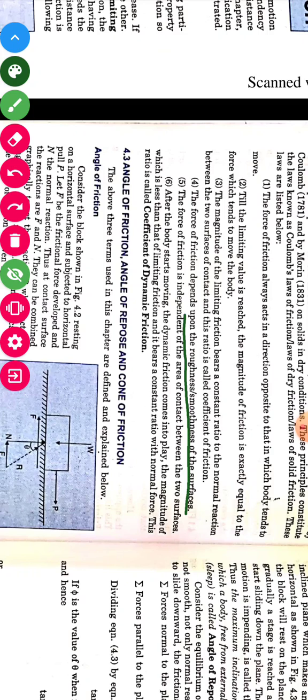And after that we have the fifth point: the force of friction is independent of area of contact. It does not depend on the area of contact between the two surfaces. After the body starts moving, the dynamic friction comes into play. All these laws are about static friction. When the body starts moving, it is not under static friction, it is under dynamic friction, the magnitude of which is less than that of limiting friction. The dynamic friction will be slightly lower.